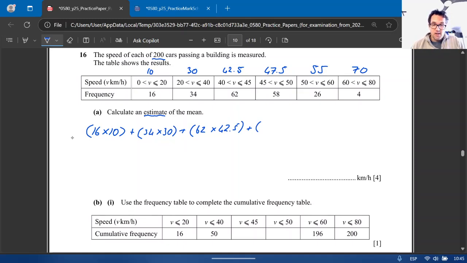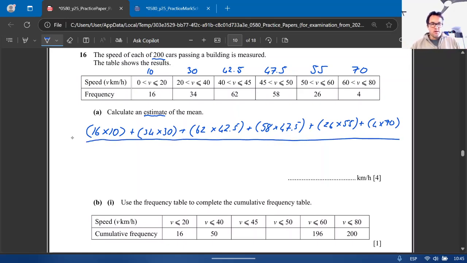Next is 58 cars at 47.5. You get the idea. Okay, so there we'll have all the speeds of all the cars added together, or an estimate of that. And then we need to divide all of that by how many cars there are. You can add up this frequency column, right? But remember, they actually told us at the beginning how many there are. So save your time. Divided by 200.